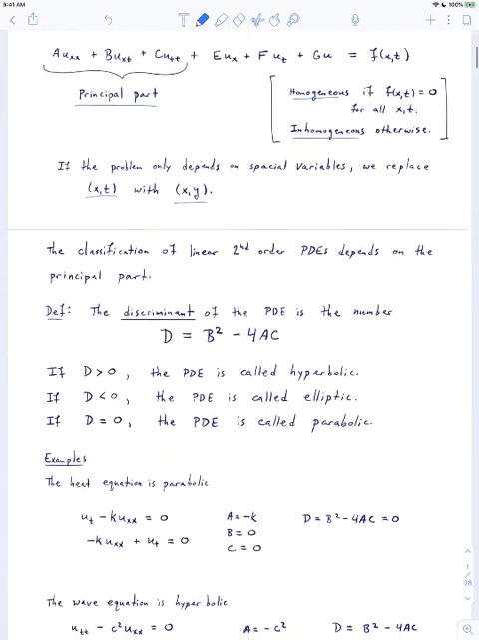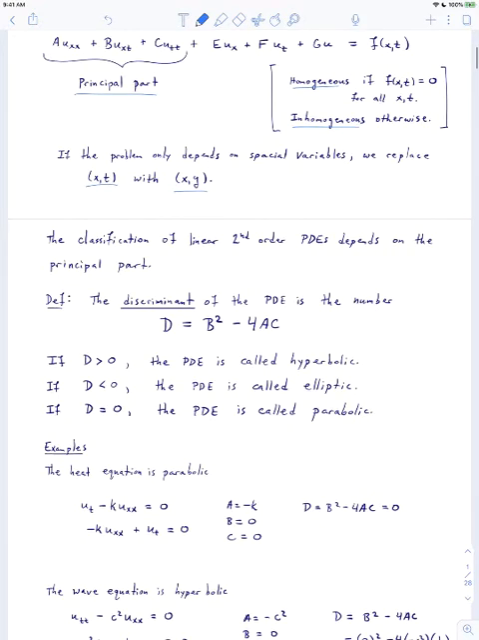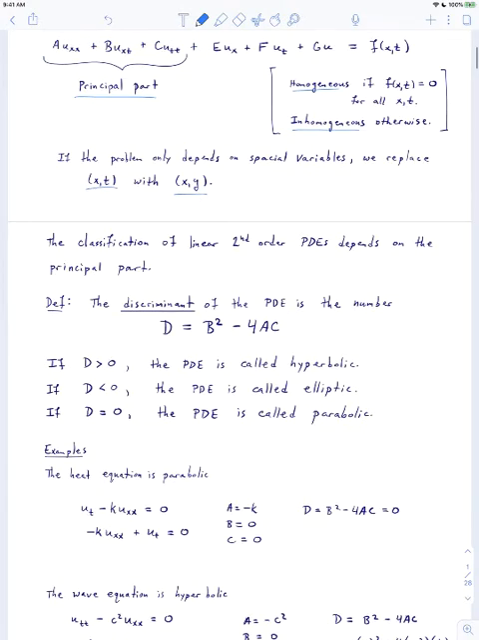So the classification of second-order PDEs depends on the principal part. So that's why I've left that on the screen, even though I've scrolled up. We define something called the discriminant of the PDE, and it's the number D, capital D, this is why we didn't use capital D earlier, is equal to capital B squared minus 4 times capital A times capital C. This should look familiar. When you're studying quadratic equations, there is something called a discriminant that usually is written in a similar way, and it determines the nature of the solutions. And in a similar way, this discriminant determines the nature of the PDE.